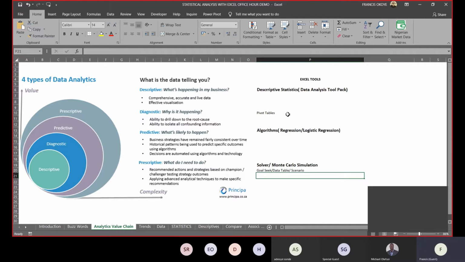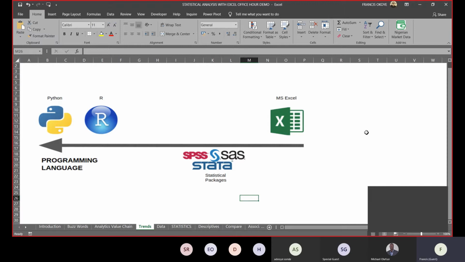So irrespective of the tool that we use, you still see that everything can still be done in Excel. The only difference now is the scale at which you can implement that, okay? So that's why in recent times, you realize that most people are now moving from Excel to make more sophisticated analysis. They use SPSS, Stata, SAS. Now you see people going to R and Python. But irrespective of the tool you use, it still starts with Excel and ends with Excel.